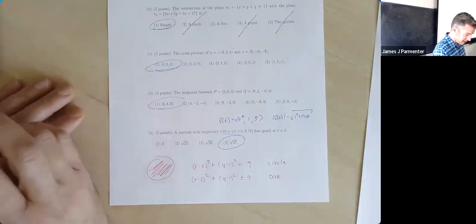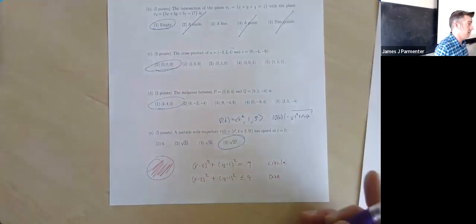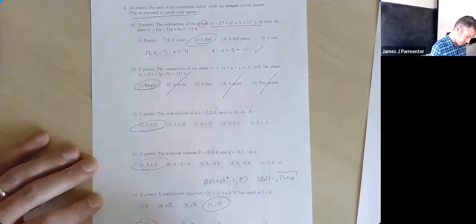The thing here is it's not that none of these are doable, it's that you have a limited amount of time. So that's why I'm trying to do as little work as possible, especially on these where they say you don't have to justify your answer. So we're looking for things like, are these things parallel?